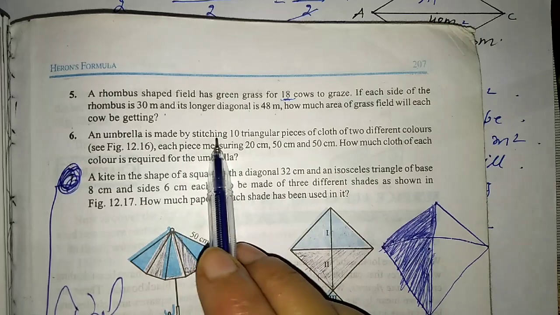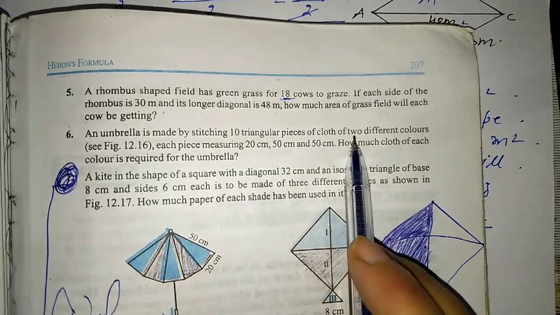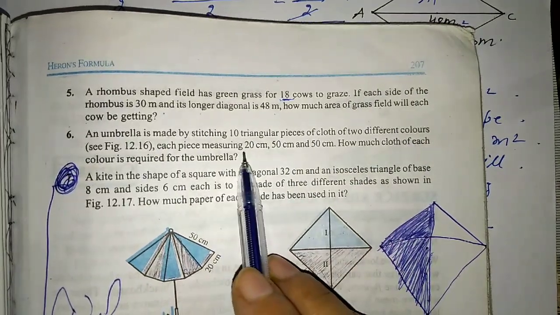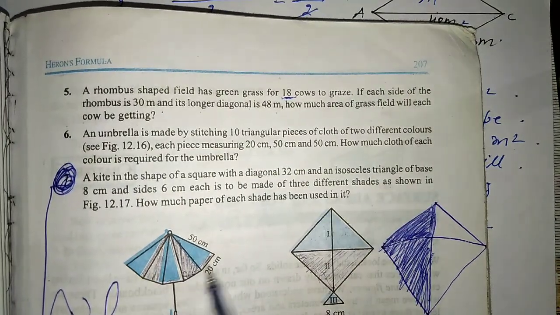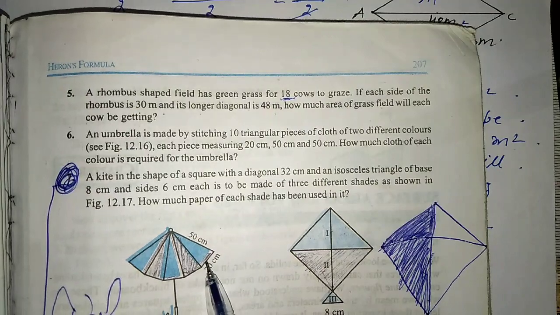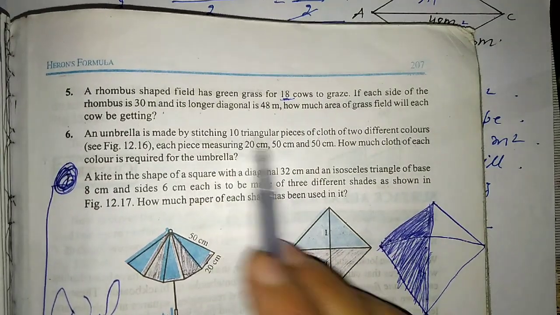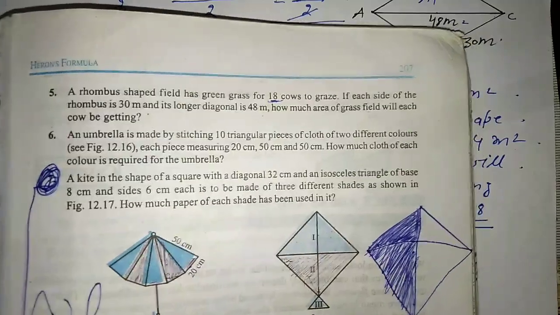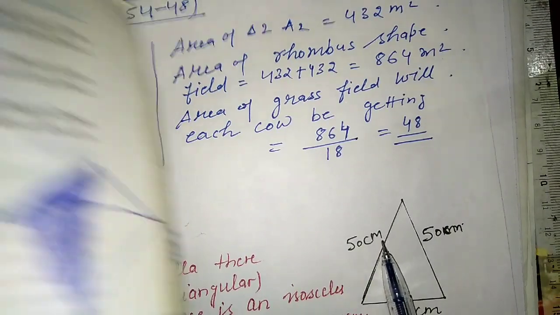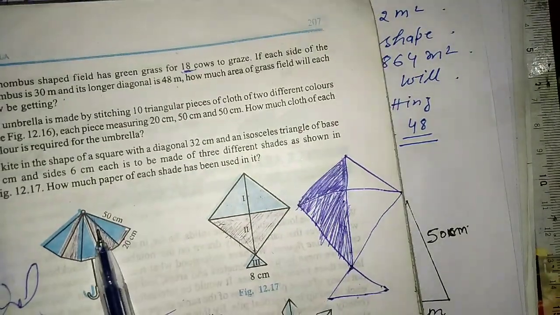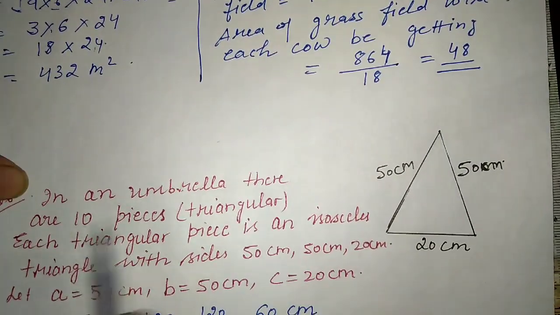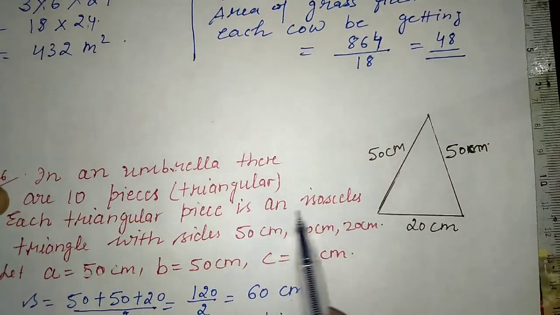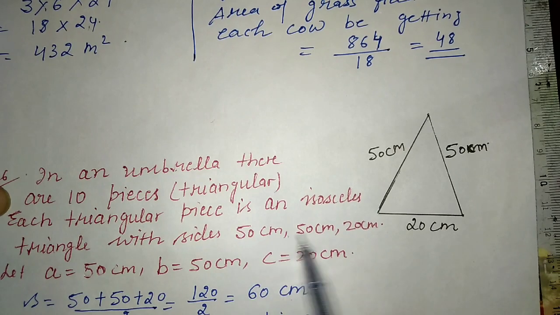An umbrella is made by stitching 10 triangular pieces of cloth of 2 different colors, each piece measuring 20 centimeter, 50 centimeter, 50 centimeter. So like this is an umbrella. So each part is a triangular form, and how many triangles are there? 10. How much cloth of each color is required for the umbrella? So the figure can be like this. The measurement is given 50. This side will also be 50, and this is 20 centimeter. So in an umbrella there are 10 triangular pieces. Each triangular piece is an isosceles triangle with sides 50, 50, 20.